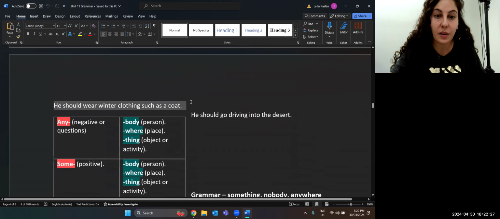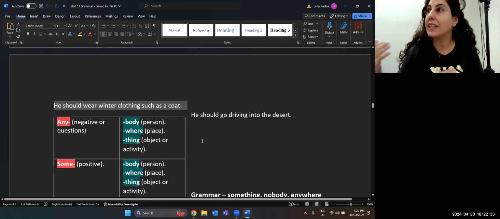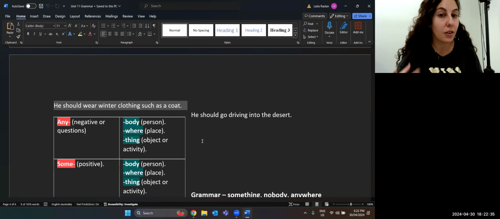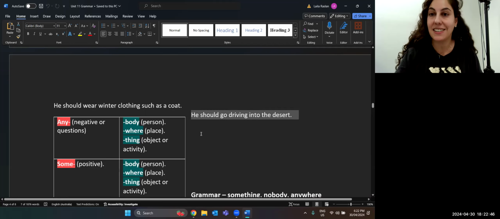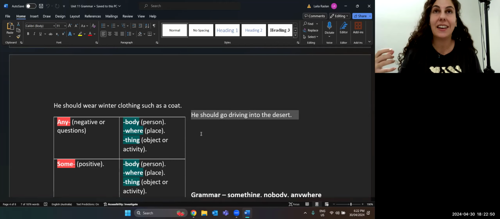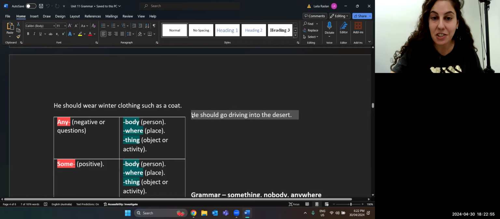He should wear winter clothes, such as a coat. Okay, so because we know it's very cold there, we can give advice about what clothing he should wear and say why, because it's really cold, it's extremely cold weather. Another trip is maybe he should go driving into the desert, because we know that he likes places that are outdoor. We know that he likes places that are not crowded with too many people. So maybe he should go outdoor.